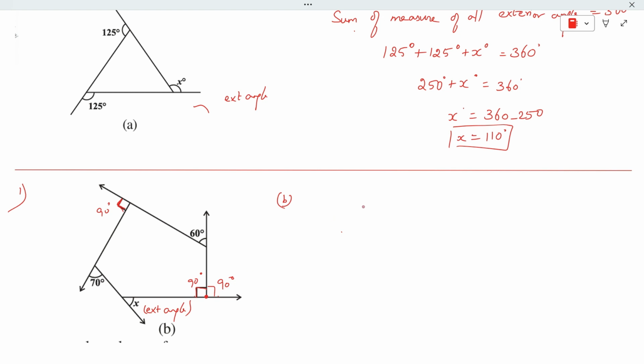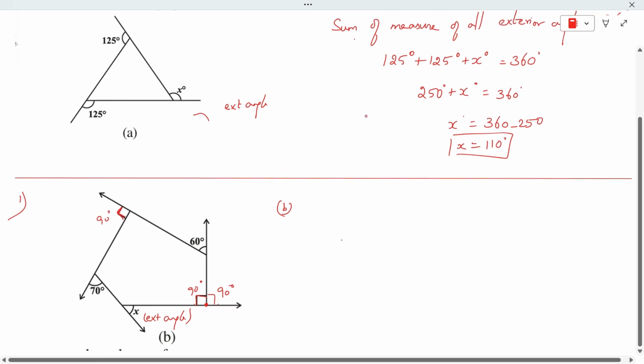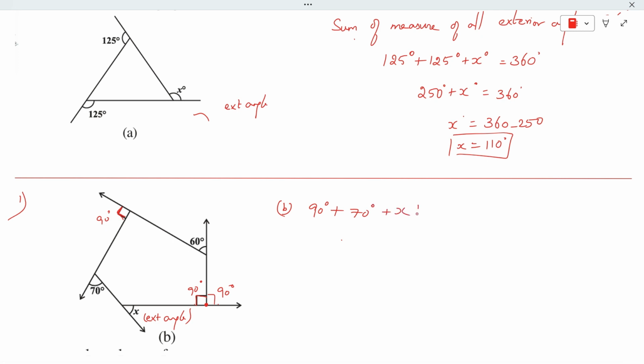So now add all the exterior angles and equate to 360. Why? Because I know the sum of the measures of all exterior angles is 360 degree, isn't it? So now I'm going to add all the exterior angles and equate to 360 degree. So 90 plus 90 is 180. 180 plus 60 is 240, 240 plus 70 is 310 degree, plus x equal to 360. So x is equal to 360 degree minus 310 degree. So the measure of x is going to be 50 degree. So this is your answer.